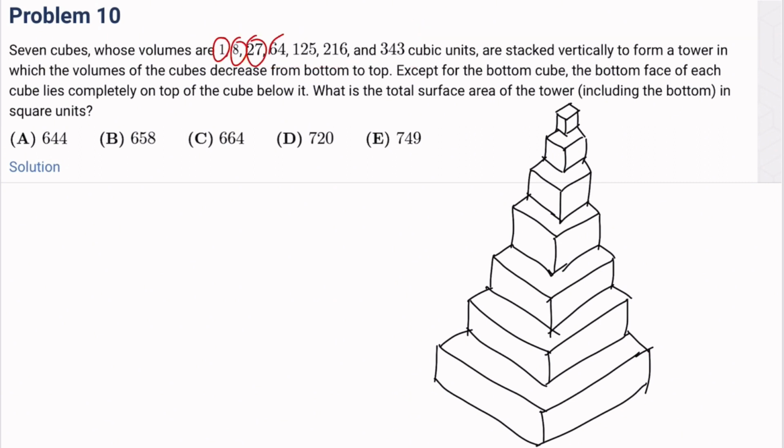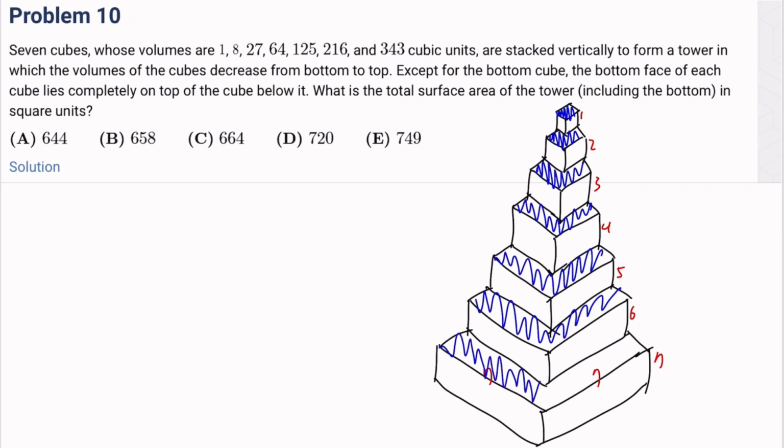So this is 1 cubed, 2 cubed, 3 cubed, 4 cubed, 5 cubed, 6 cubed, and 7 cubed, right? And so that means that the side lengths of these cubes are 1, 2, 3, 4, 5, 6, 7, right? And this is also 7, and this is also 7. And then the next thing is to look at the top faces. The top faces that are visible, if you add them all up, are the same thing as having one big square of side length 7, right?